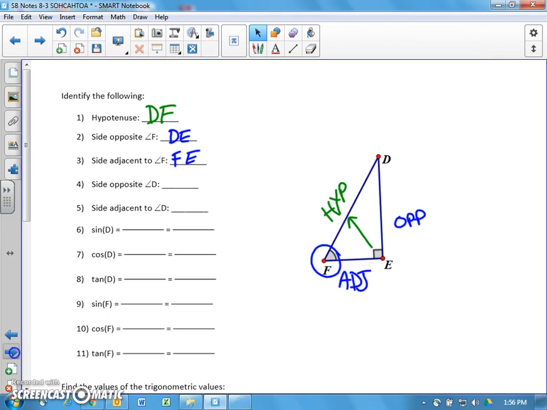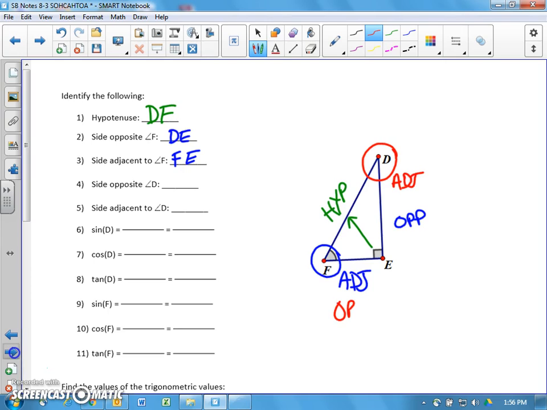Now let's switch position and move up to angle D. If I'm standing on angle D, the other side besides the hypotenuse that it's touching is its adjacent side. Across from it is its opposite side. So for angle D, the opposite side is FE, and the adjacent side is DE. So now let's use those with our trig functions.